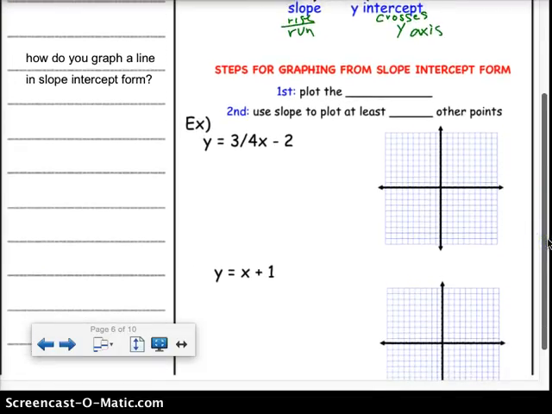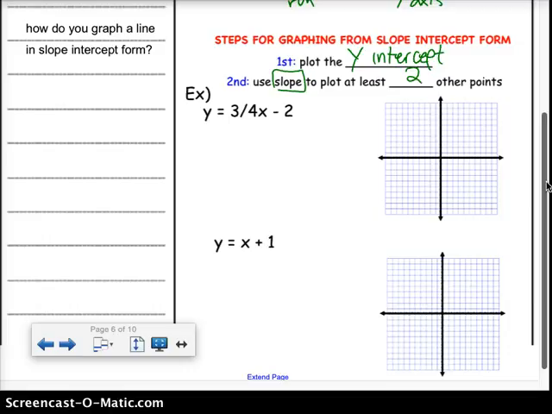The first thing you're going to do is plot the y-intercept. And then the last thing that you do is use your slope to plot at least 2 other points. I usually do the y-intercept, one to the left of it, one to the right of it. That's typically what I do.